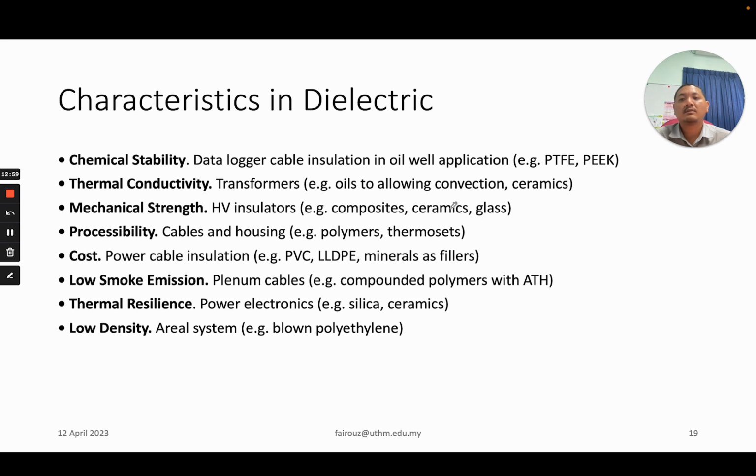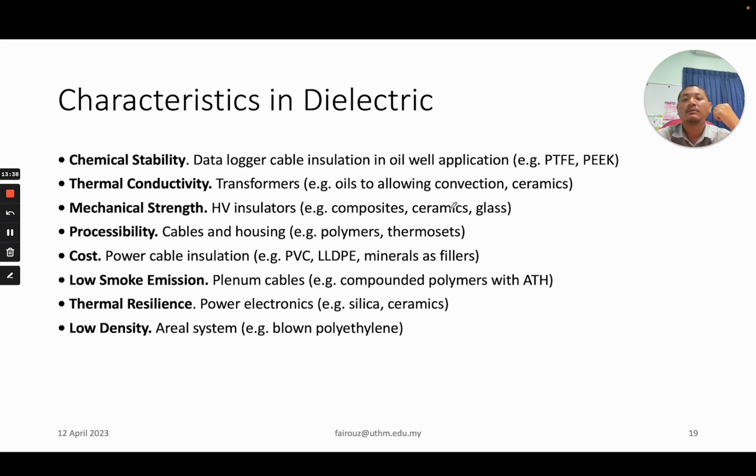Characteristics of dielectric. The dielectric materials, and the characteristics that we need to look for, start with chemical stability. We need to make sure that the dielectric material we choose has good chemical stability and good thermal conductivity, because in a transformer we want to cool down the conductor carrying high current, so it will create a lot of heat, so we need to dissipate the heat. So we have to look for dielectric material that has good thermal conductivity.